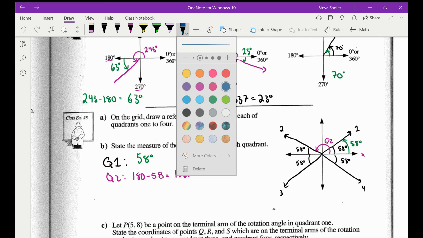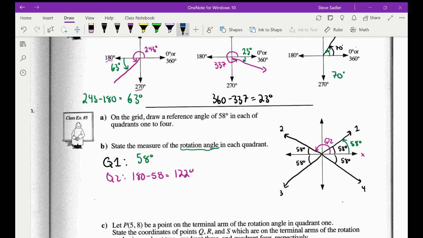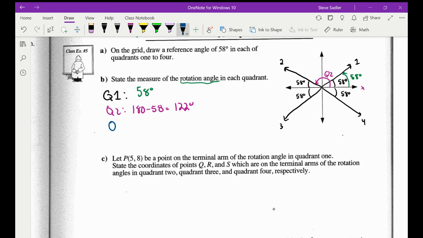Let's see what other colors we got here. Let's do Q3. I'll scroll up a bit. Q3 is going to be this rotation angle. I'm starting to run out of space. And in that case, it's going to be 180 plus that rotation. So that's 180 plus 58, and that will give you 238 degrees.